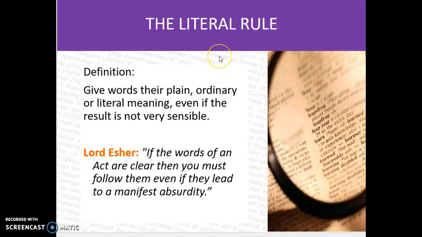So the literal rule is where judges give words their plain, ordinary, or literal meaning, even if the result is not very sensible. And it's nice to include a quote here from Lord Esher, and he famously said, "If the words of an act are clear, then you must follow them, even if they lead to a manifest absurdity." And now we're going to get into looking at the advantages and the disadvantages of this rule.